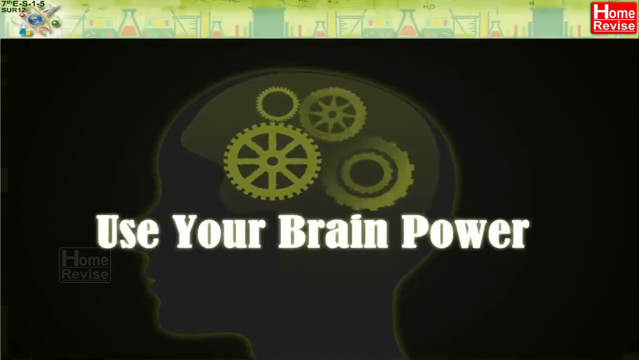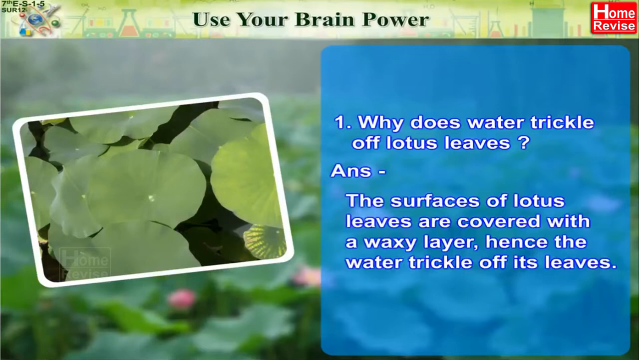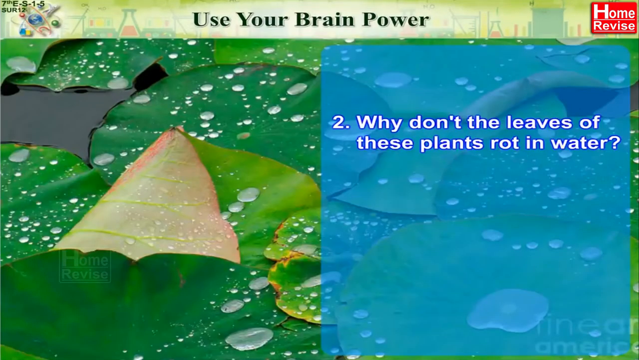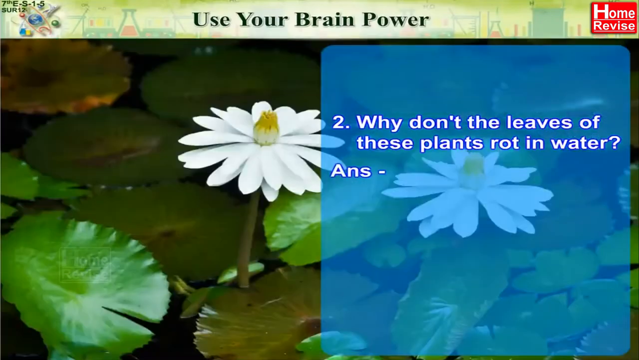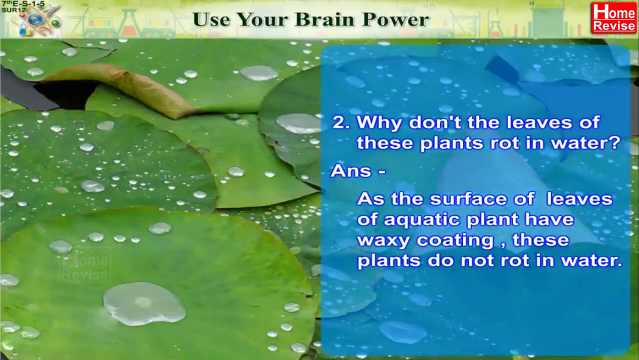Use your brain power. 1. Why does water trickle off lotus leaves? Answer. The surfaces of lotus leaves are covered with a waxy layer. Hence, the water trickles off its leaves. 2. Why don't the leaves of these plants rot in water? Answer. As the surface of leaves of aquatic plants have waxy coating, these plants do not rot in water.